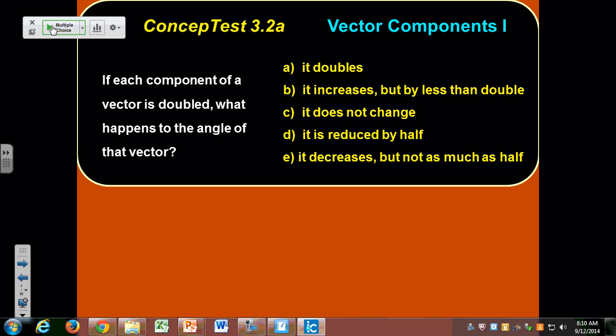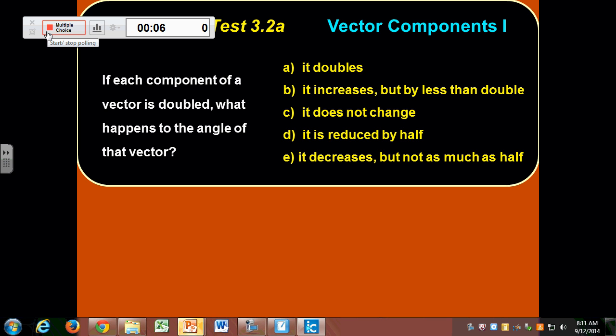All right, if each component of a vector is doubled, what happens to the angle of that vector? So we describe vectors with an angle, theta. What happens to that angle if I double both components? Think back to high school geometry.